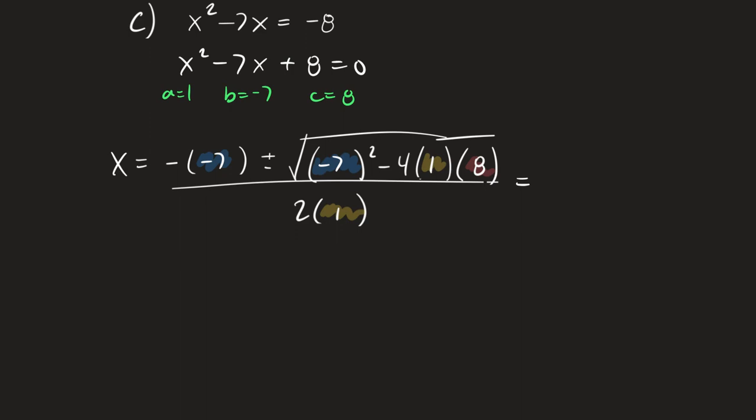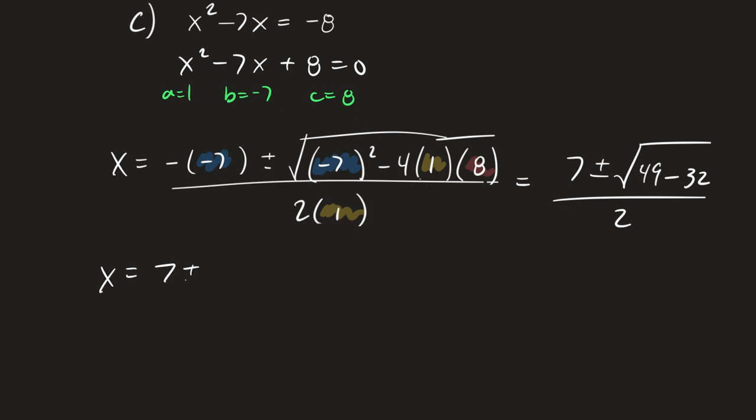So again, looking at the front, I have negative 7, so that means I have positive 7. Looking underneath, I have 2 times 1, so it's 2. And then inside the radical, 7 times 7 is 49. And then here, just 1 negative, so a minus sign over here. And 4 times 8 is 32. So x equals 7 plus or minus the square root of 49 minus 32, which is 17, over 2.